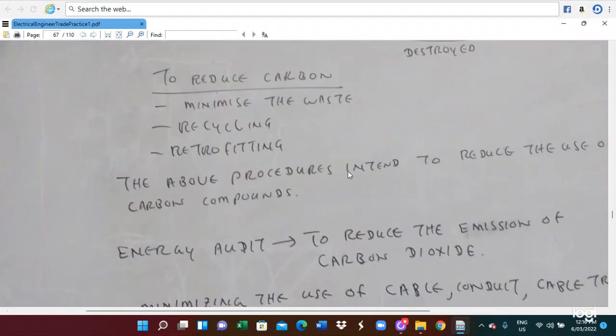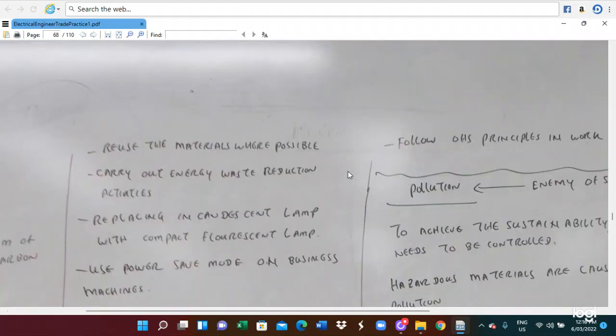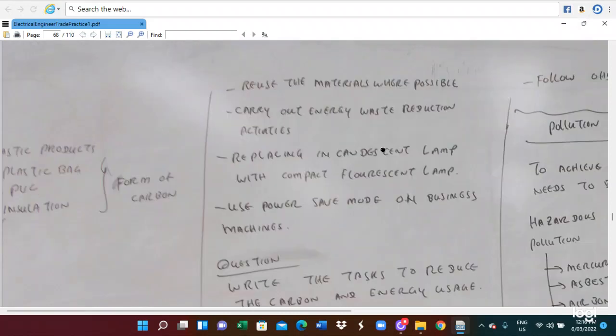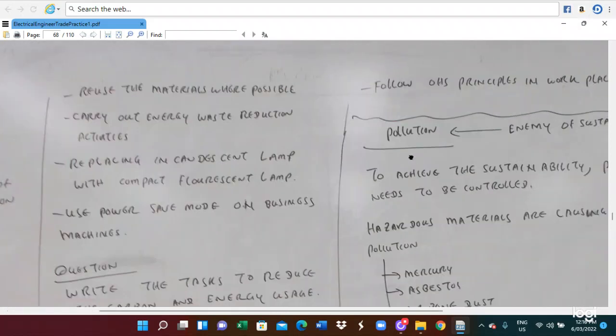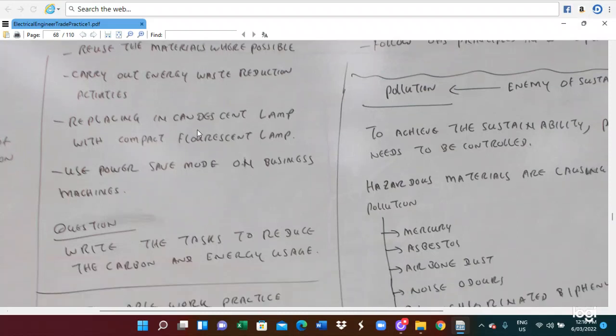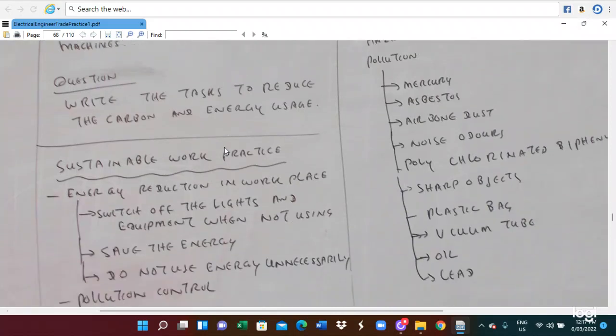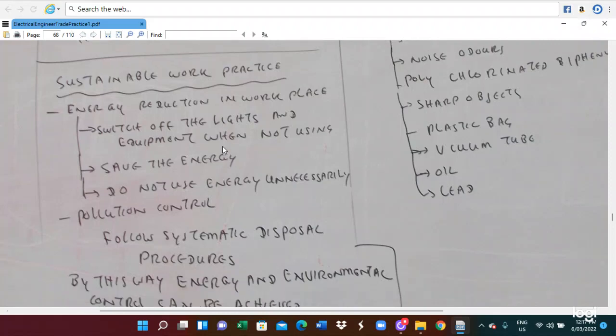So we have to reuse the materials where possible, or we have to carry out energy waste reduction activity. You have to replace the incandescent lamp with the compact fluorescent lamp. Use a power save mode on the business machine. So those are important aspects to reduce the carbon emission.